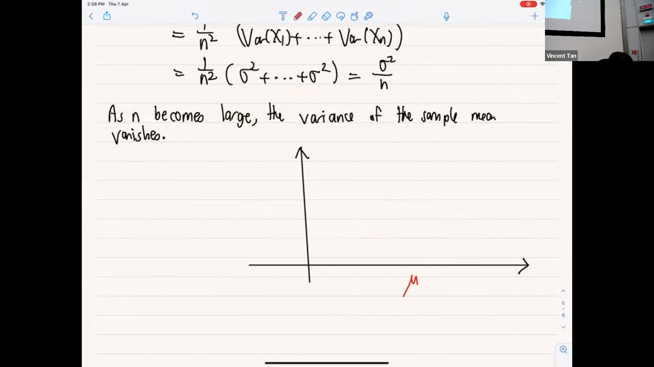Okay. Let me draw something else. So we can have some PDF that looks like this. That is the PDF of x1, one random variable. Okay, that's our PDF of one random variable, and the mean is somewhere here.